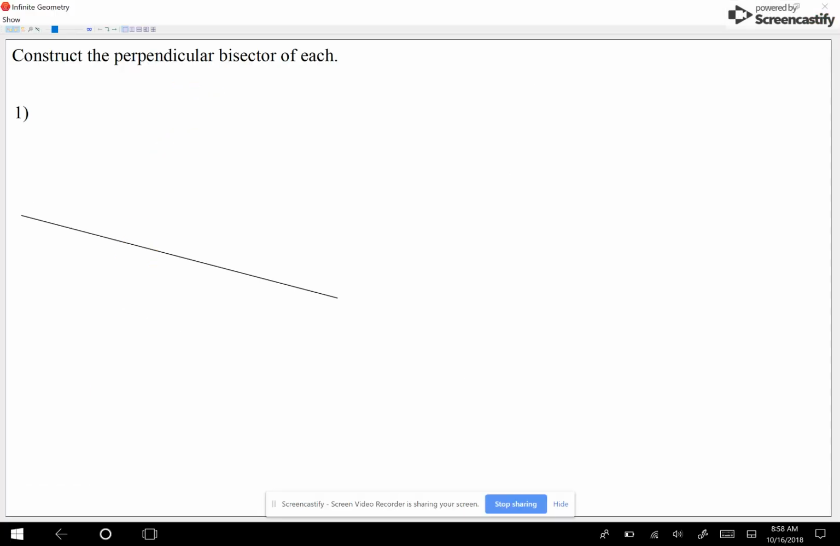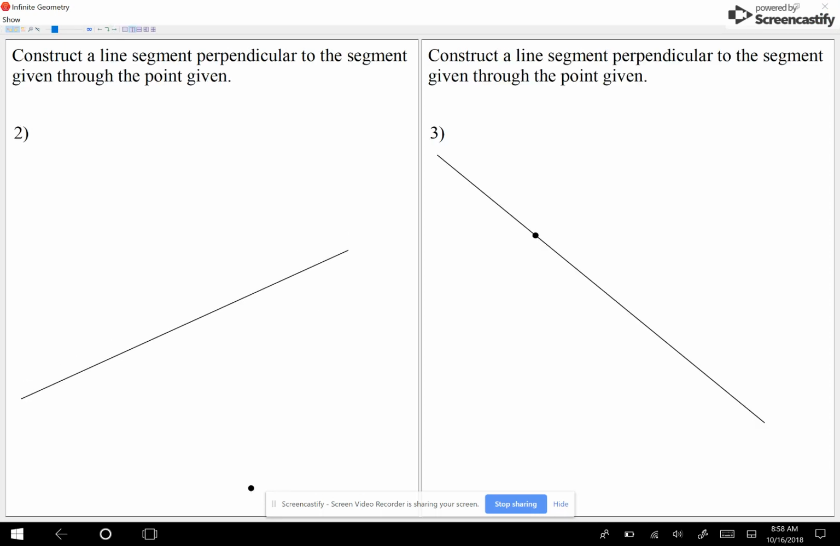Our other examples are going to be seen as example number 2 and example number 3. In your paper, they look like question number 5 and question number 10. On these two, it says construct a line segment perpendicular to the segment given through the point given. So it has to cross the segment at 90 degrees, and it has to go through the point that we have. In my example number 2, I see that my point is off the line. In my example number 3, I see it is on the line. They are going to be done very similar.